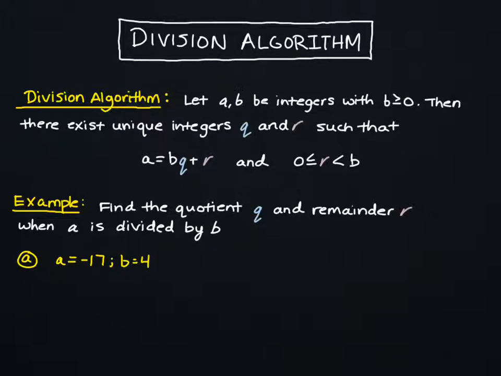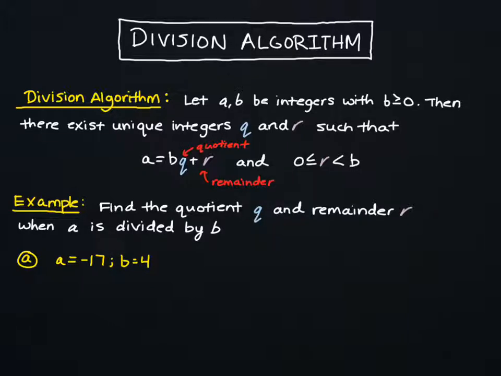And so one thing to note is that if we're thinking about normal division, this number q here is just our quotient, and r is simply our remainder. So let's look at how this works in the following example.